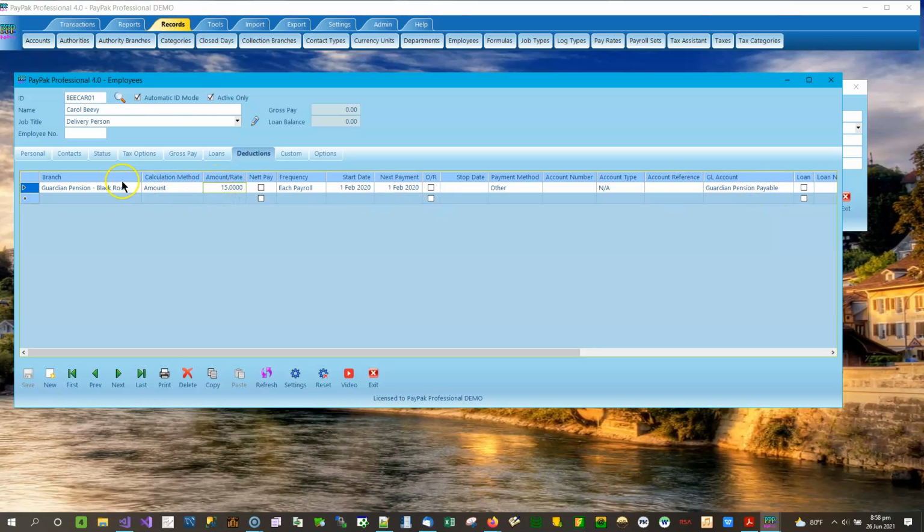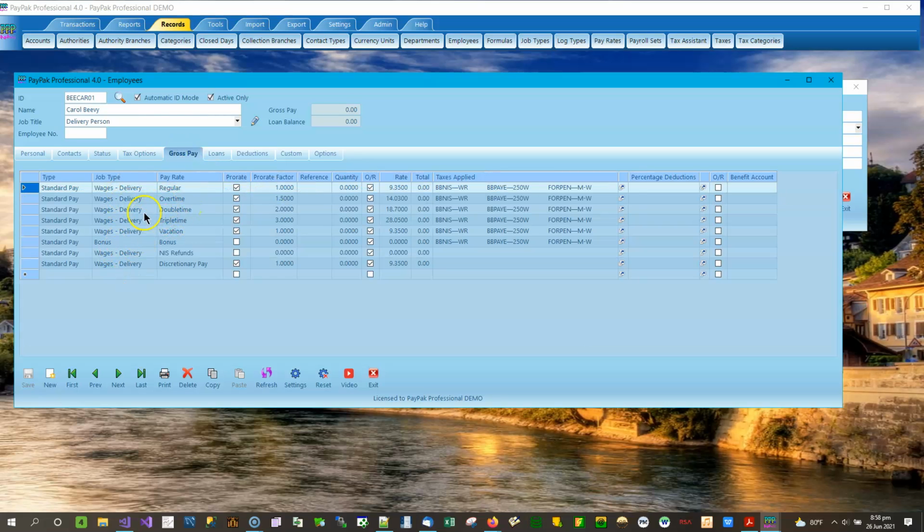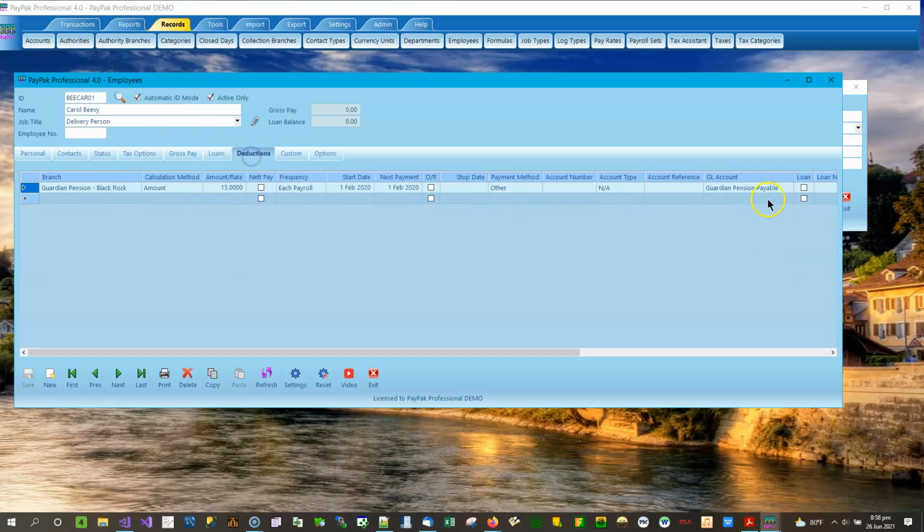So there's a debit to the gross pay account of wages delivery of $400. There's a credit of $15 to whichever account is specified here, which is the Guardian pension payable. So that'd be a credit of $15, and there would be a credit of $385 to the bank account, because that's the net pay which she would be paid.